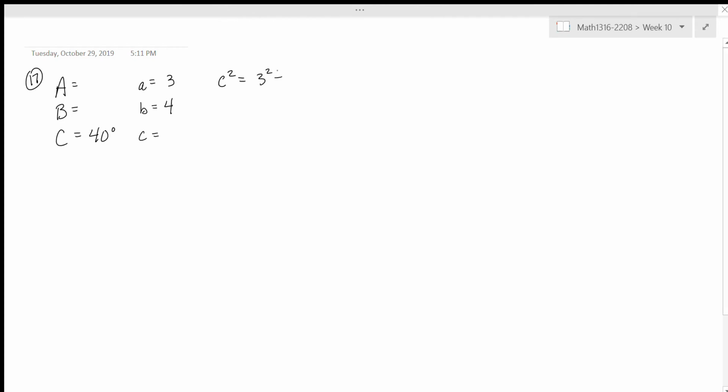3 squared plus 4 squared minus 2 times 3 times 4 cosine of 40 degrees. And that's plugging into the formula. And then we're going to have to take the square root of both sides. And as soon as somebody gets that worked out, I'd like to know what the answer is.